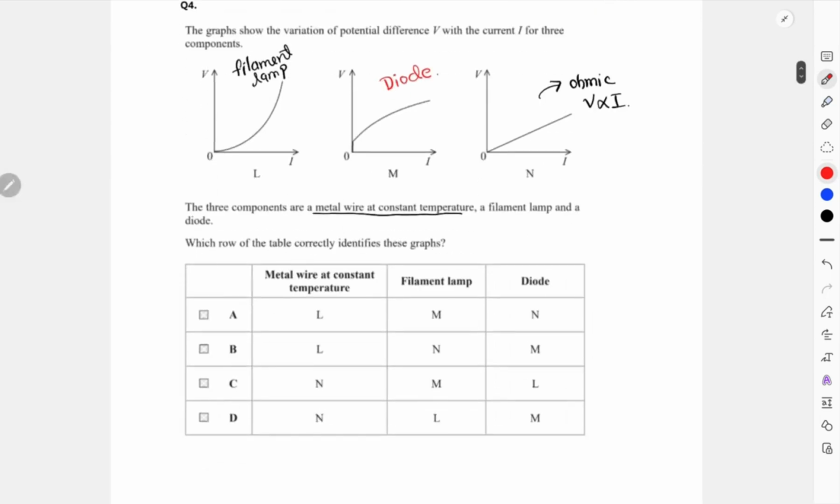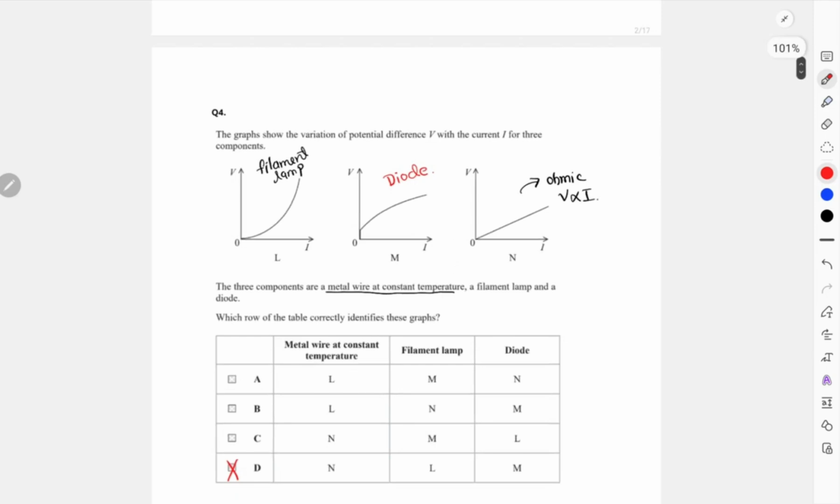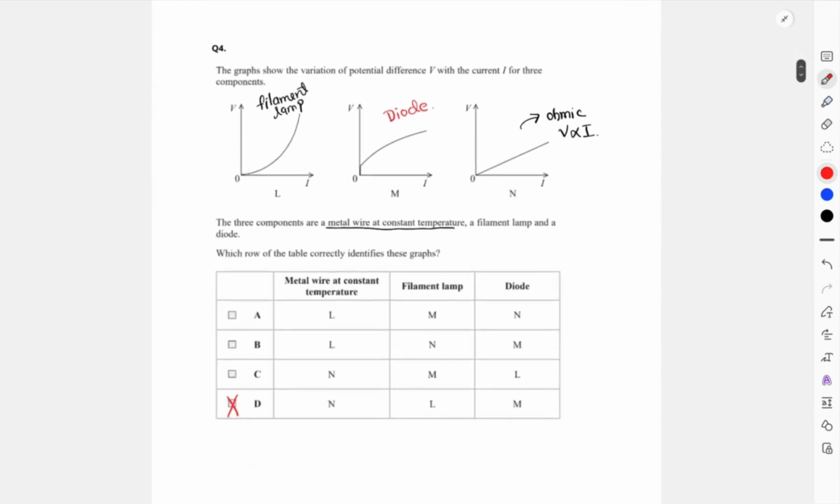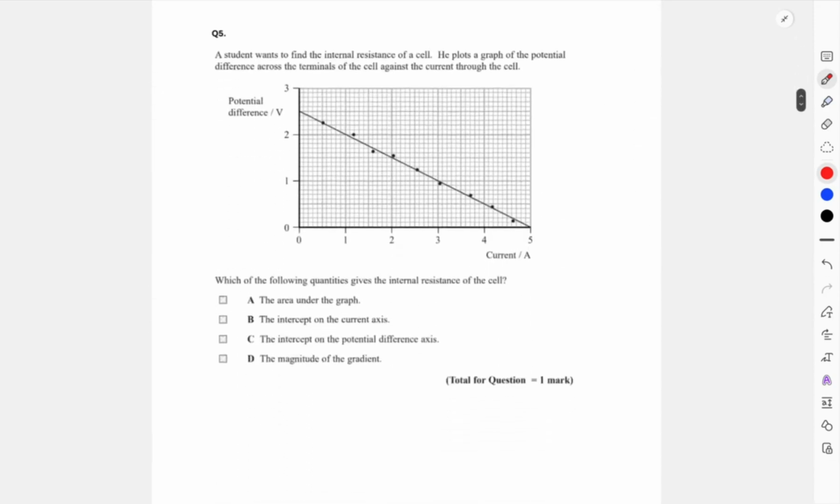So we just have to match this with the following answers. M is diode, and L is filament lamp. Right, so M is diode, L is filament lamp, and N is your ohmic conductor. So in that case, option D is the correct answer. So this is how you're going to connect all the points with your graphs and find the final correct answer. I hope this was clear enough for all of you to understand. We're going to move on to the next question.